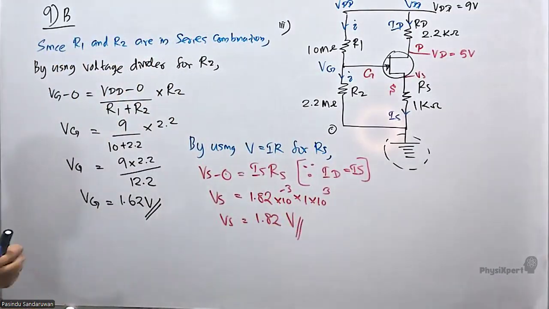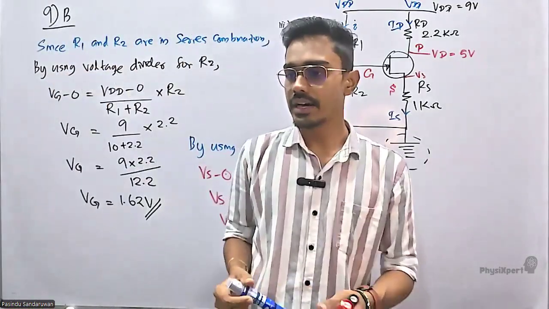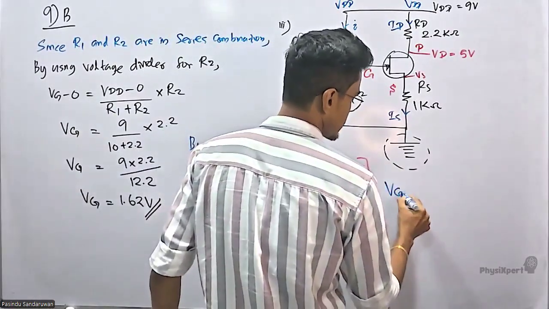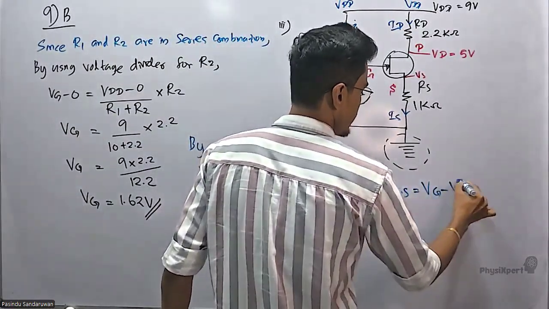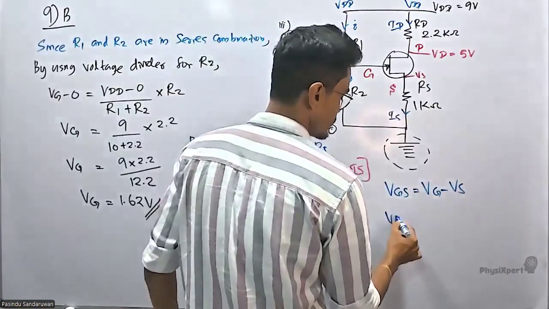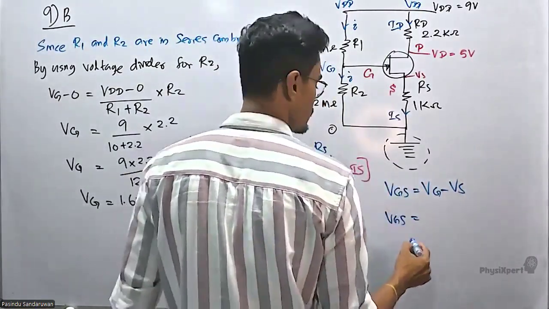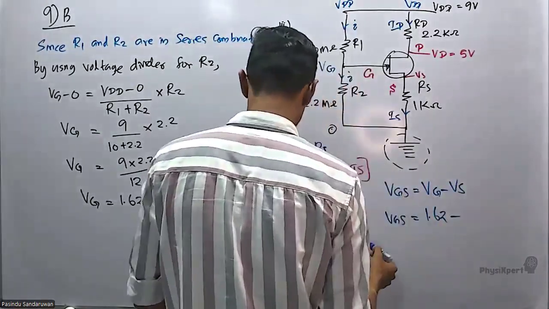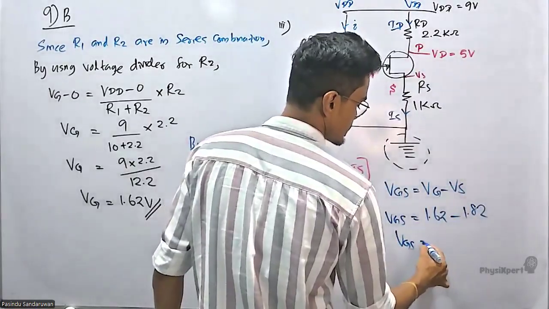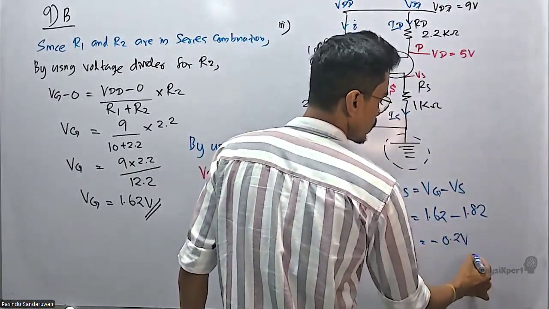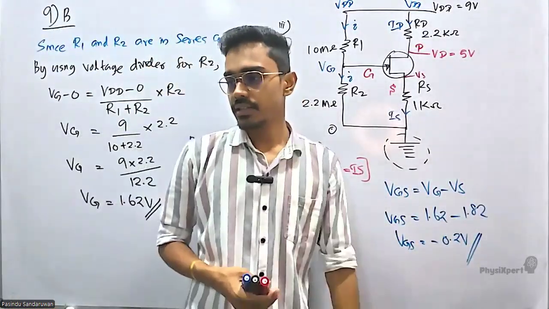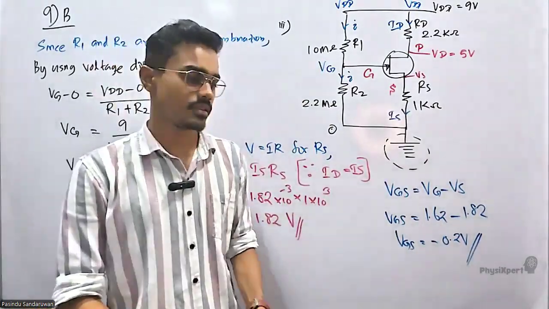Now our final target is what? VGS. We all know that VGS can be written as VG minus Vs. So VGS equals VG, which is 1.62, minus Vs, which is 1.82. 1.62 minus 1.82, VGS is minus 0.2 volts. So part A is done. Let's move on.